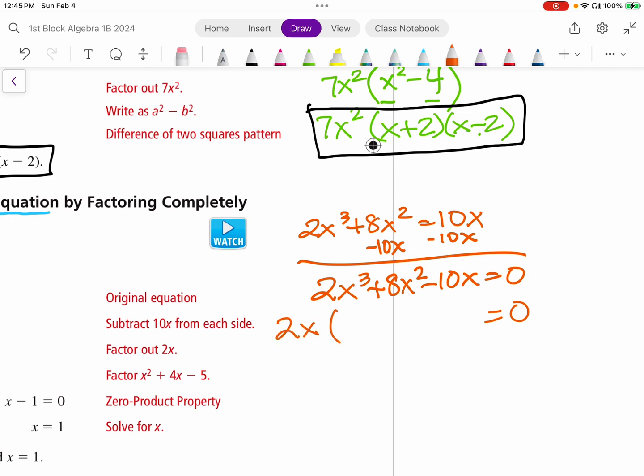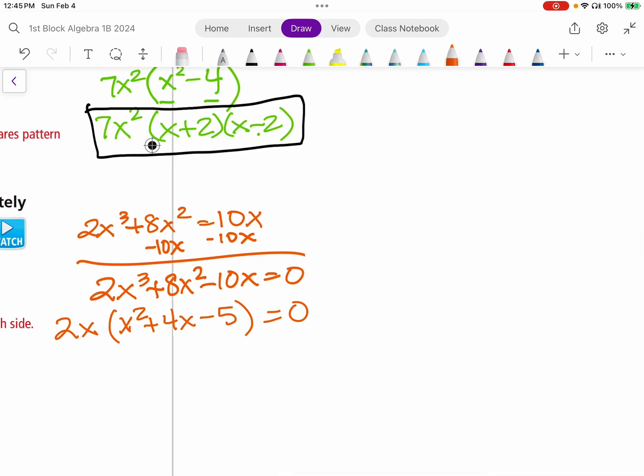2x times what is 2x to the third? X squared. 2x times what is 8x squared? 4x. 2x times what is negative 10x? Negative 5. All right, we factored out a GCF. I see a trinomial. Is it a perfect square trinomial? Nope, 5 is not a perfect square. So we're going to try our x box.